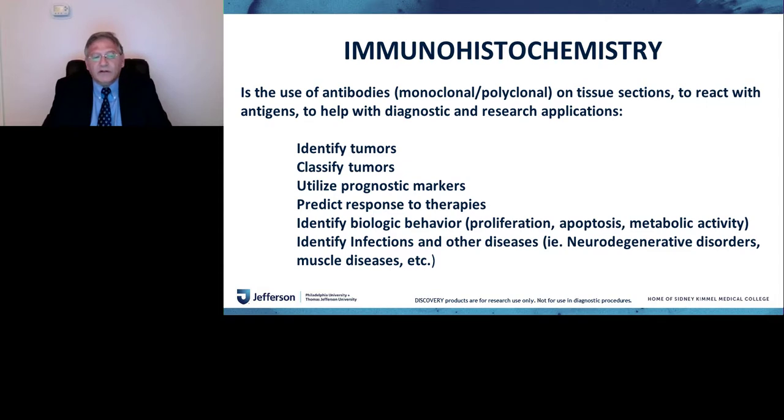Immunohistochemistry is the use of antibodies in tissue sections to react with antigens to help with diagnostic and research applications. We use immunohistochemistry to identify tumors, to classify tumors, to utilize prognostic markers, predict response to therapy, identify biologic behavior, proliferation, for example, apoptosis or metabolic activity, and identify infections and other diseases.